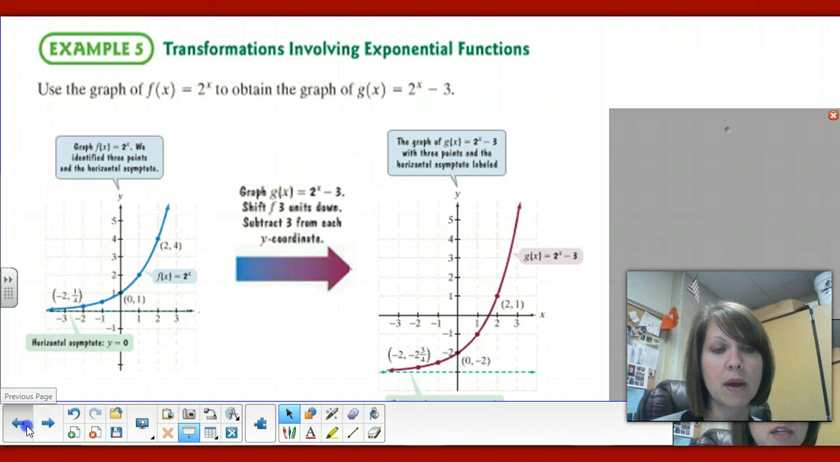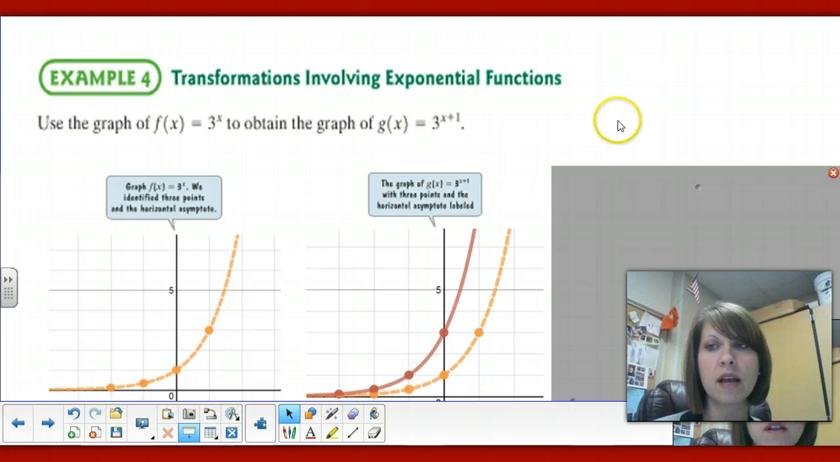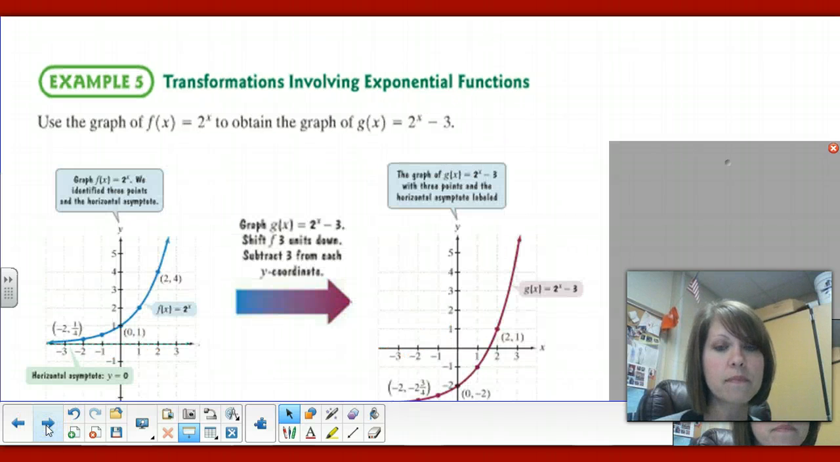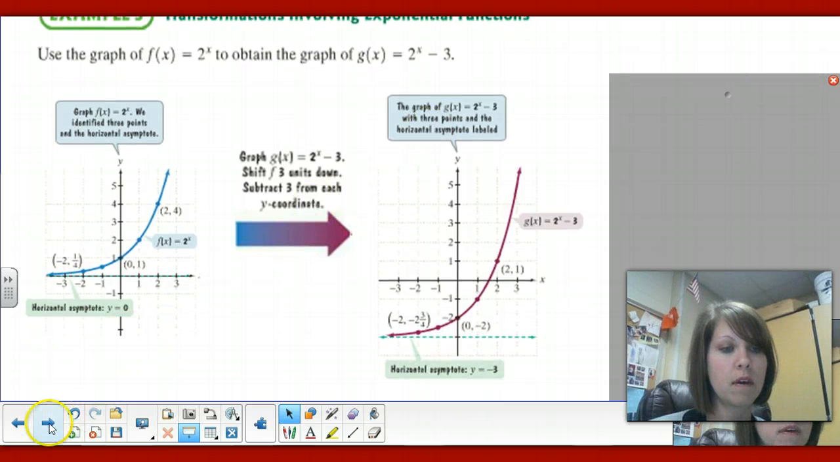Let me page back over here. Did the horizontal asymptote change when we shifted horizontally? No, it did not. But it does change when we shift vertically.